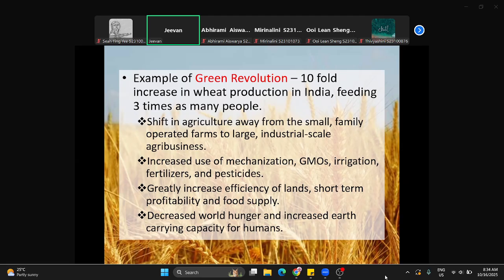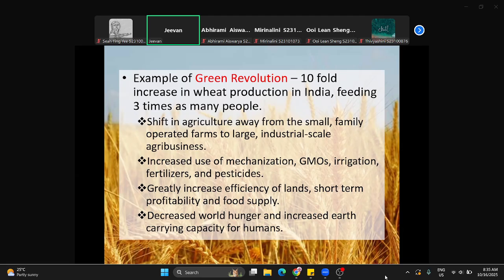So in this green revolution, what happened? There was a shift in agriculture from small family-operated farms to large industrial-scale agribusiness. So this is where, as I told you just now, small family-operated farms were joined to become a bigger industrial-scale business. And why was this?